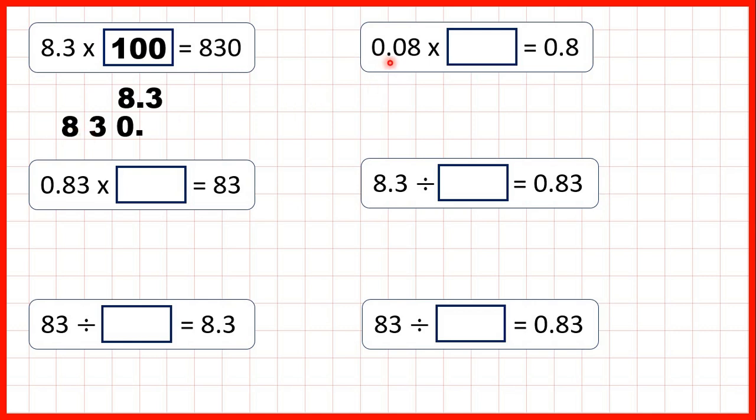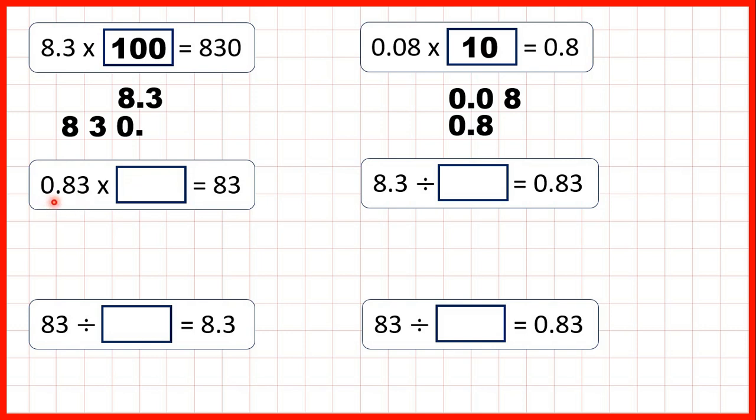Next we have 0.08, so we can write out the number, and our answer is 0.8, so we can write 0.8 below with the place values, so with the decimal points lined up. Now here we can see that the digits have moved 1 square to the left, so that means the number has been multiplied by 10, because 10 has 1 zero, so digits move 1 square.